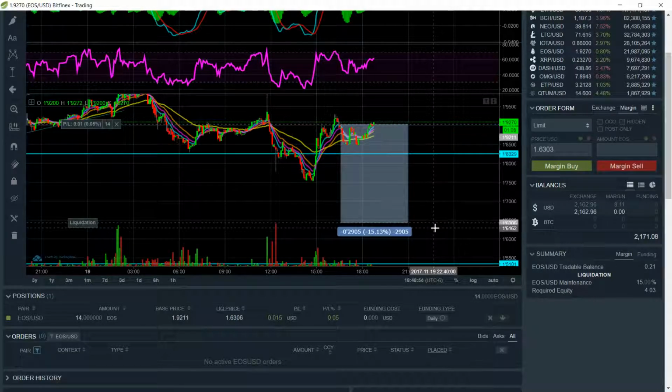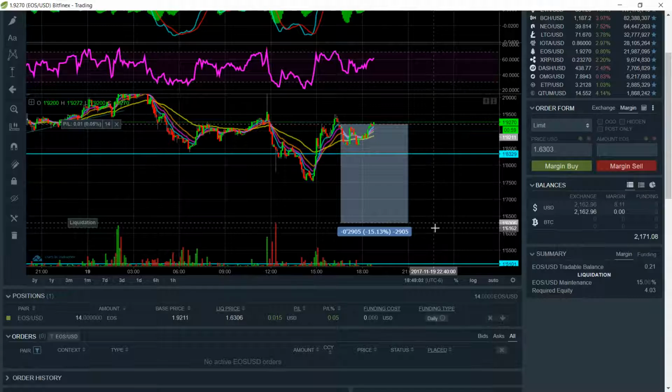And trust me, I've seen people cry on the internet, on Reddit, on Bitcointalk about this. It is one of the most common mistakes, guys, that people make because they are unfamiliar with how margin works, okay?